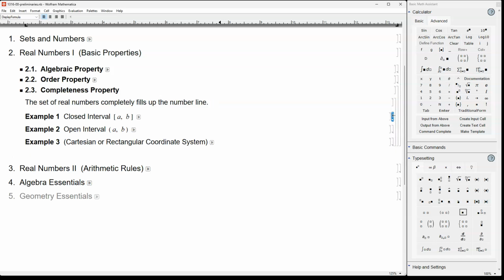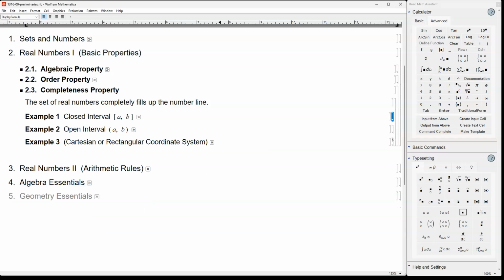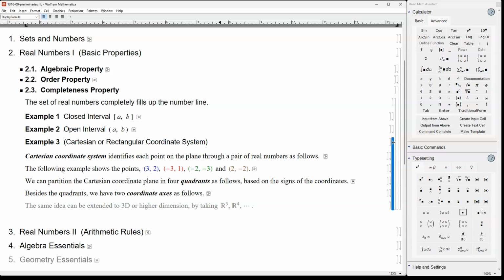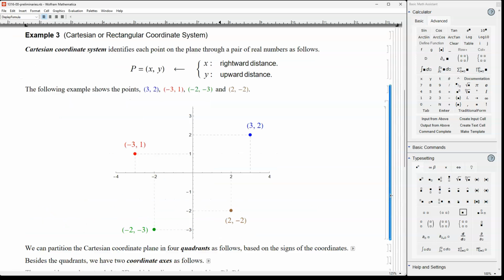Here's some visualization. Open interval, yeah, along a line. Oh, that's closed interval. That's open interval. Anyway, these are one-dimensional examples. And here are some two-dimensional examples. We can define the Cartesian coordinate system, which identifies each point on the plane through a pair of real numbers using this scheme. X is rightward distance, y is upward distance from the origin, (0, 0). And here are some examples. Blue, red, green, and brown points.